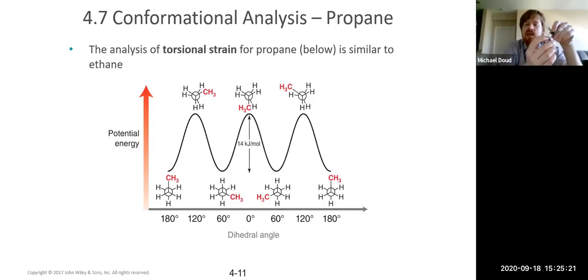Now this time when we analyze the conformational energy that's lost by going from staggered to eclipsed, it turns out it costs about 14 kilojoules per mole to go from staggered to eclipsed. That's the difference in potential energy. It looks very similar to what we saw for ethane because all of these eclipsed interactions are the same and all of these staggered interactions are the same.